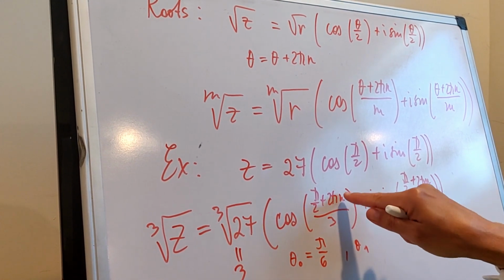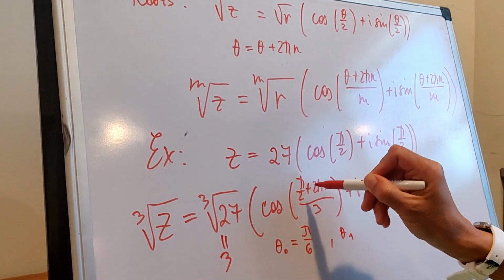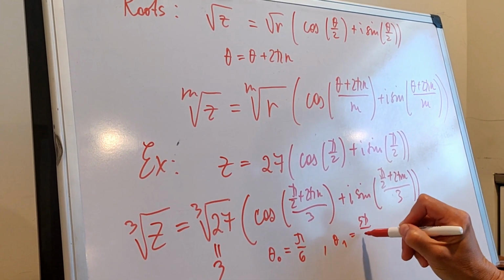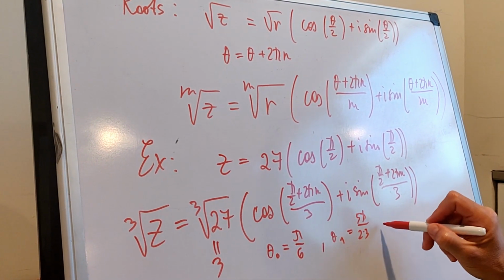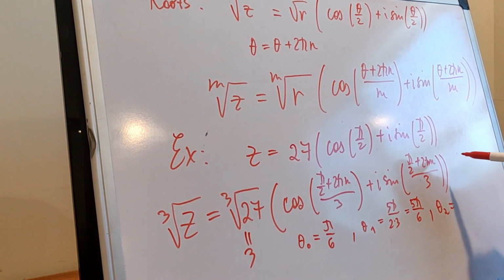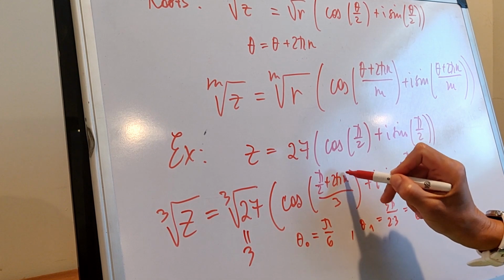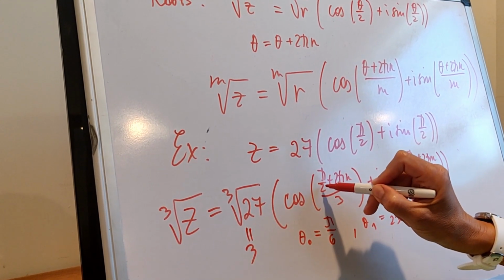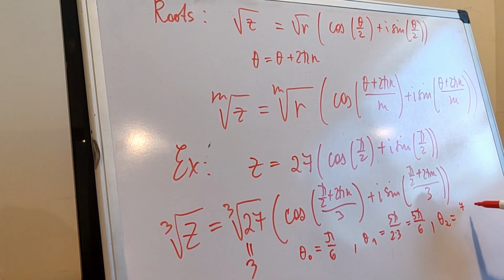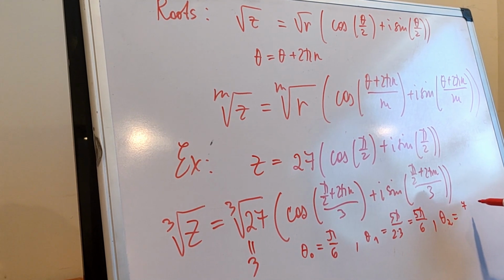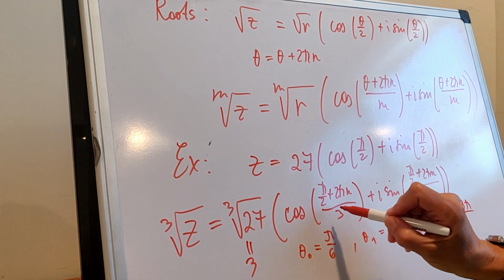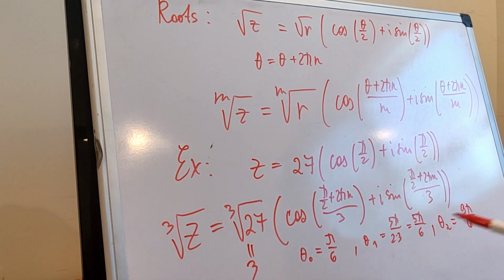Theta 1, you have n equals 1 here. For n equals 1, it's 2 pi. 2 pi plus pi over 2 is going to give you 5 pi over 2, and divided by 3 is going to be 5 pi over 6. And the last one, theta 2, you plug in 2 instead of n. 2 times 2 is 4, and plus pi over 2 is going to give me, let me double check it, 4, 8, no, not 7, 9 pi over 2, sorry. 9 pi over 2 divided by 3 is going to be 9 pi over 6. So I got 3 different angles.